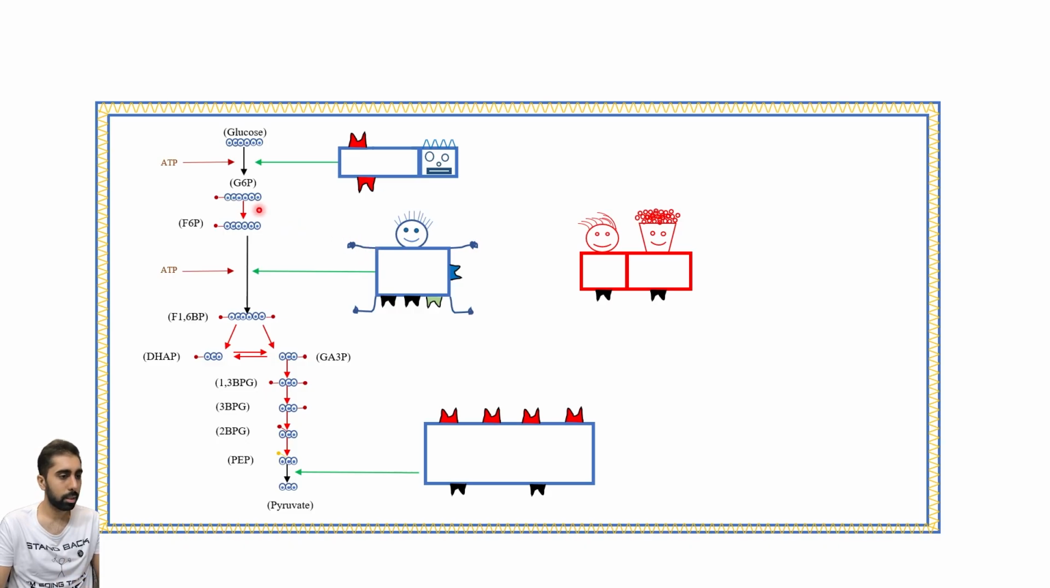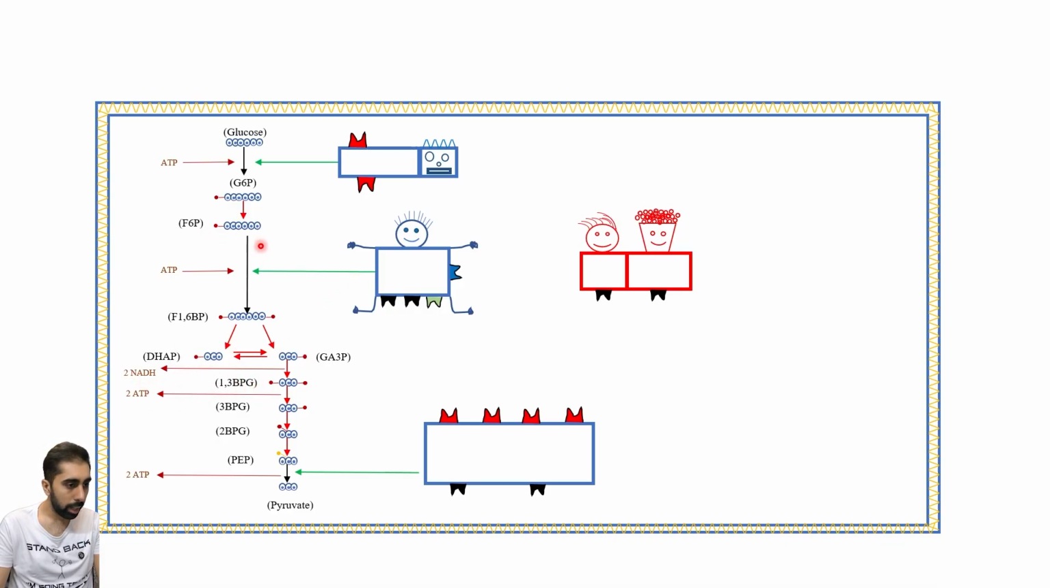So let's get started with glucose. This is our glycolysis, right? In glycolysis, we had two phases. In the first phase, we used two molecules of ATP, and in the second phase, we produce four molecules of ATP. And also, we produce two molecules of NADH in phase 2.